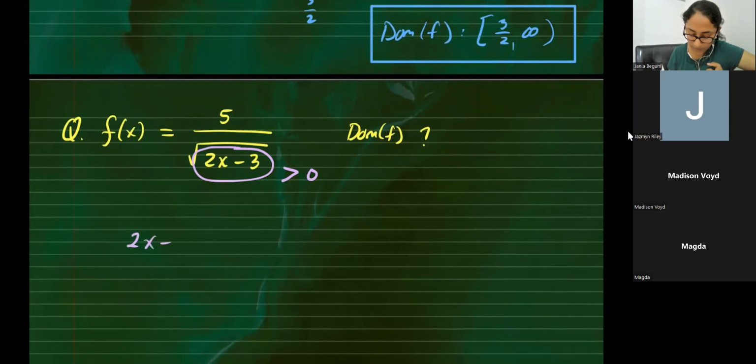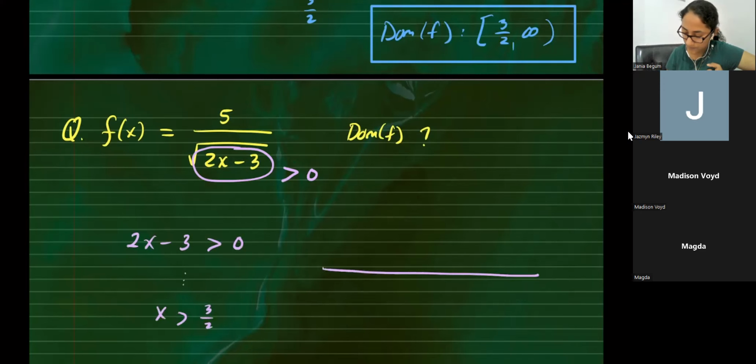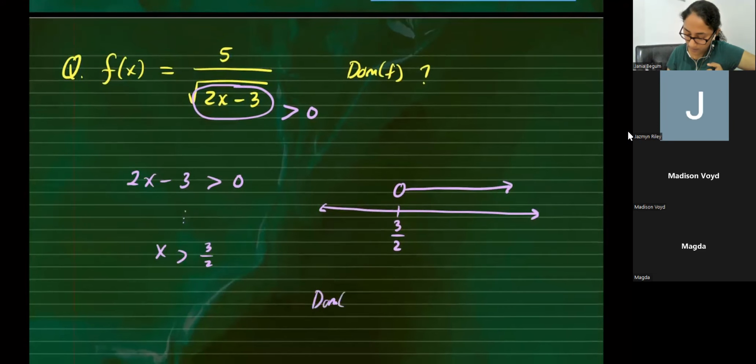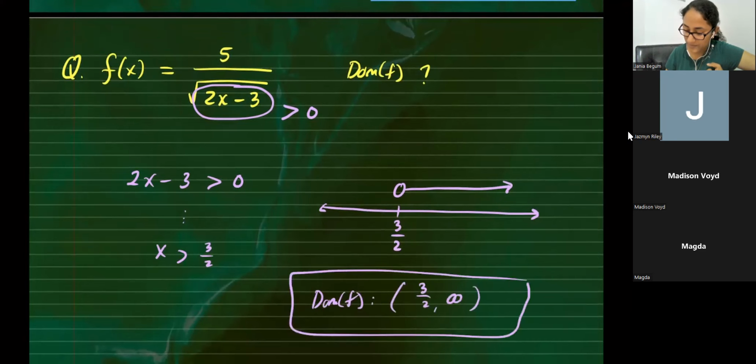So you solve 2x minus 3 greater than 0. Then you get the same thing. x is greater than 3 over 2. So this means that you can look at everything greater than 3 over 2 to infinity. So open circle here and to infinity. So the domain of f is going to be open 3 over 2 to infinity. That's the domain of this function.